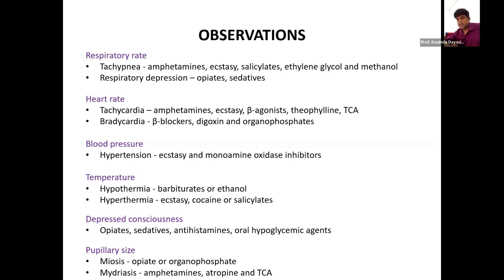And the conscious level, the D, is also important to be assessed. So conscious level can be low in the presence of ingestion of opioid sedatives, antihistamines, and some oral hypoglycemic agents. And pupil size is very important. Again, pinpoint pupils are characteristic of opioid ingestion, and sometimes when they present with a cholinergic crisis, whereas dilated pupils can be seen with ingestion of anticholinergic agents and sympathomimetic agents.